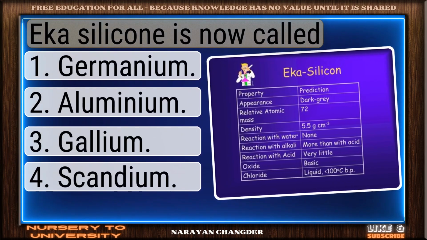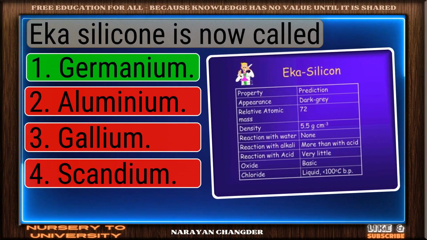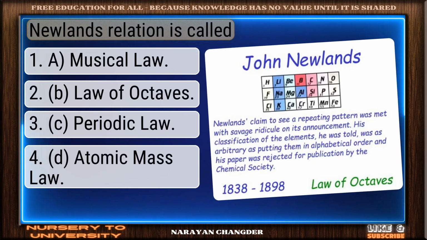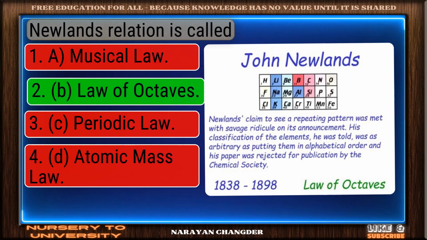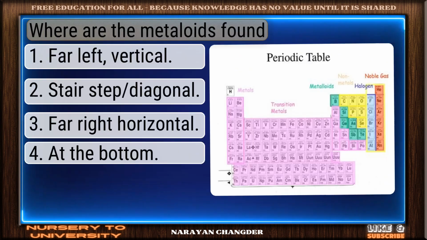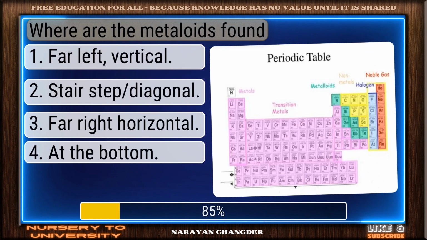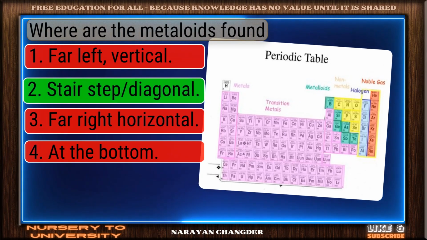Eka-silicon is now called... Excellent. Germanium is well reasoned. Newlands' relation is called... Well picked. Law of octaves is correct. Where are the metalloids found? Perfect. Stair-step diagonal is the one.